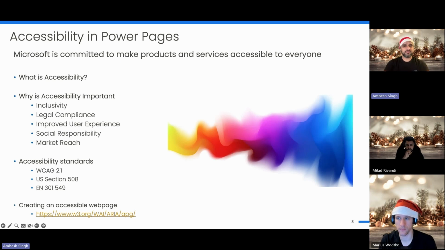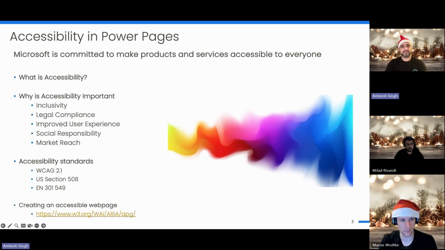EN 301 549 from the European Telecommunications Standards Institute, ETSI, provides an open, inclusive, and collaborative environment. This environment supports the timely development, ratification, and testing of globally applicable standards of ICT-enabled systems, applications, and services.